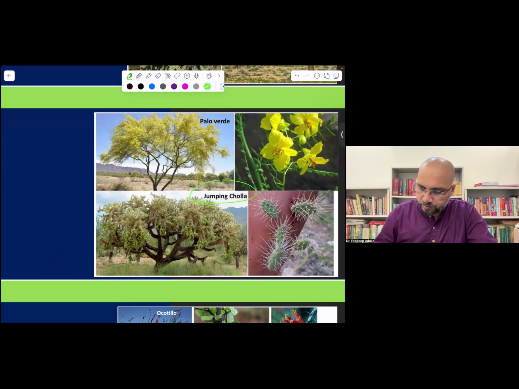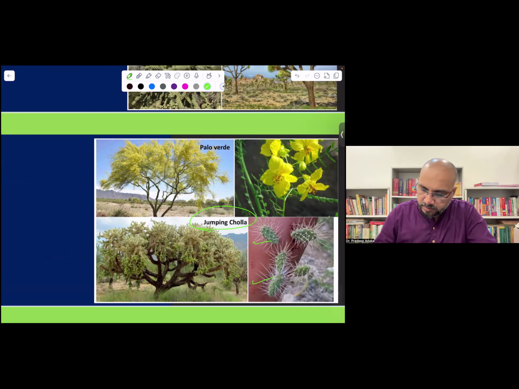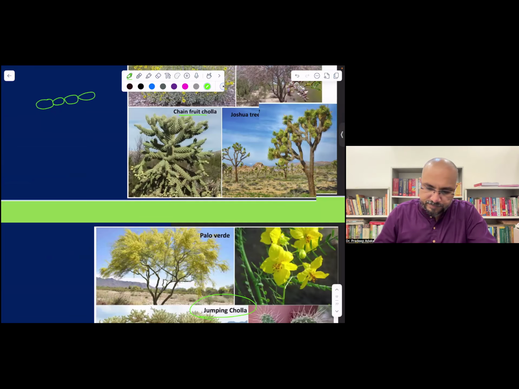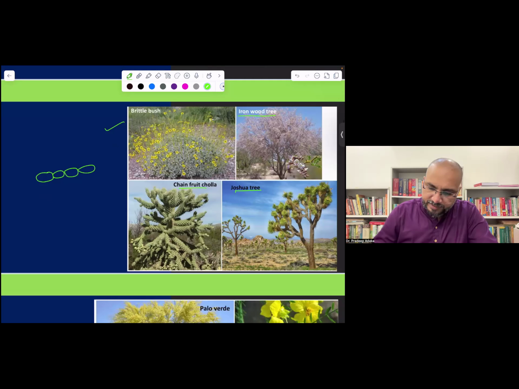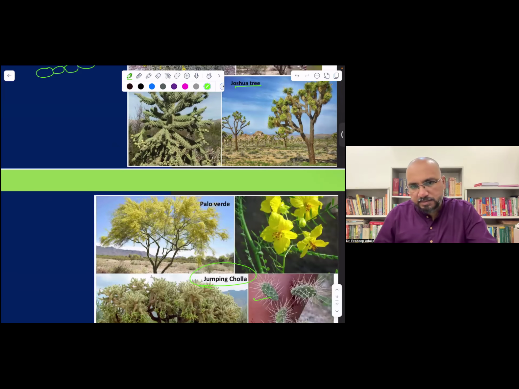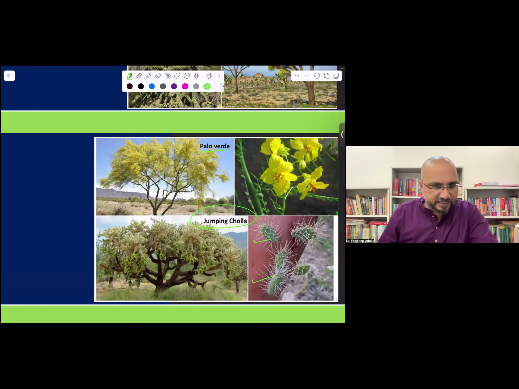So these are spiny cylindrical cactus, jumping cholla. They stick to the bodies or the hair of animals, so they spread through animals. They stick to the skin or hair of the animals. Apart from them, you also have Joshua tree. So this is Joshua tree, Palo Verde. These are some of the plants that you see in the desert biome.